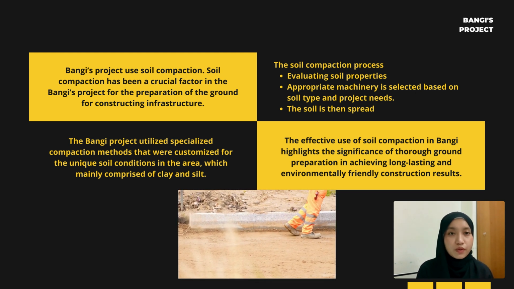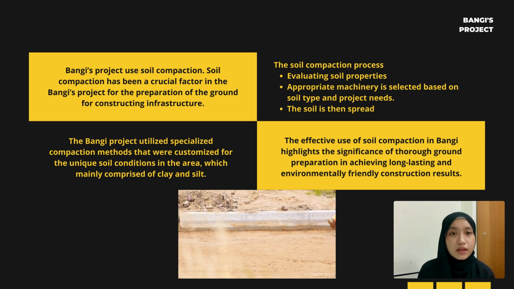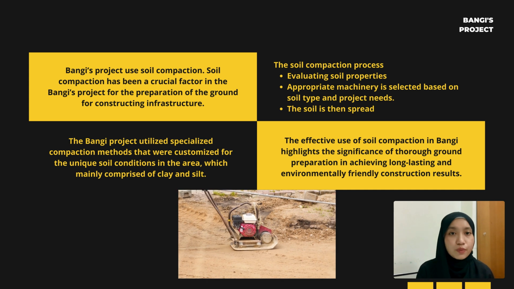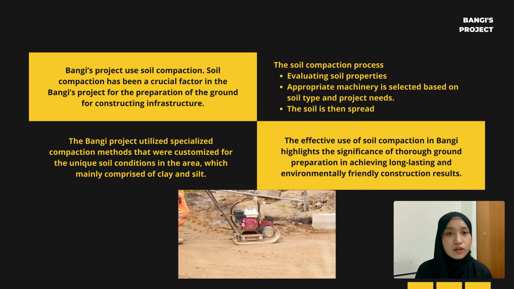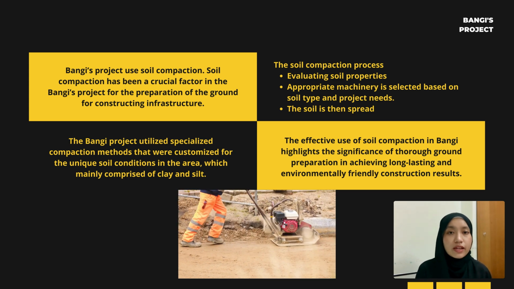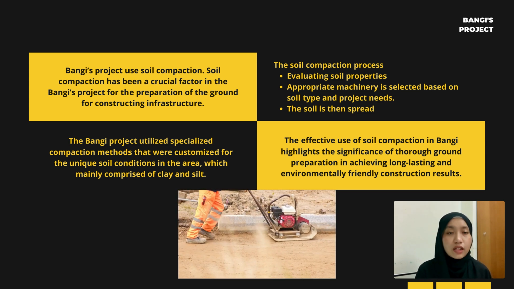The soil compaction process includes multiple steps, beginning with evaluating soil properties. Next, appropriate machinery is selected based on soil type and project needs. Then, the soil is spread in thin layers called lifts and compacted individually.